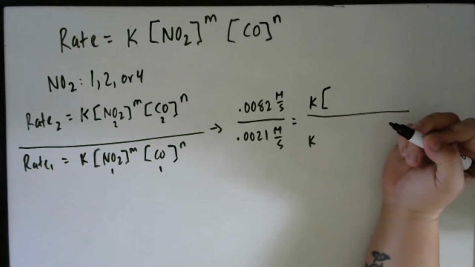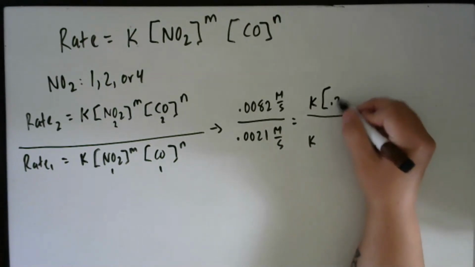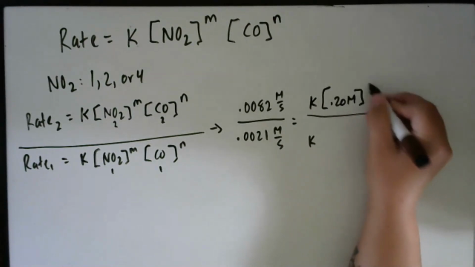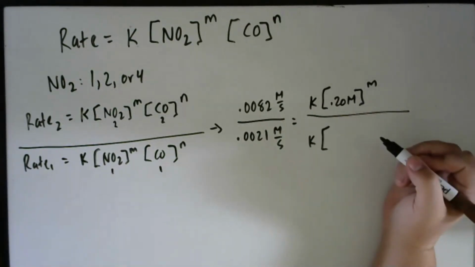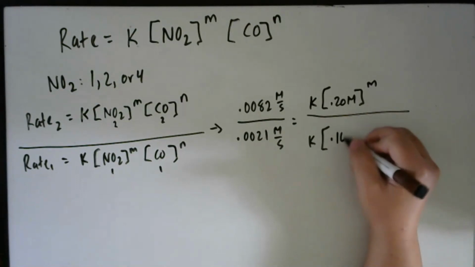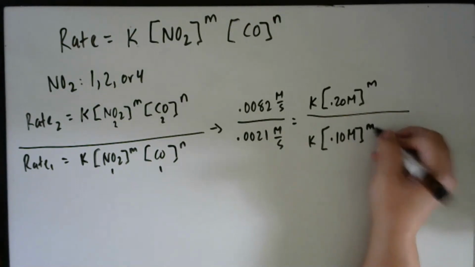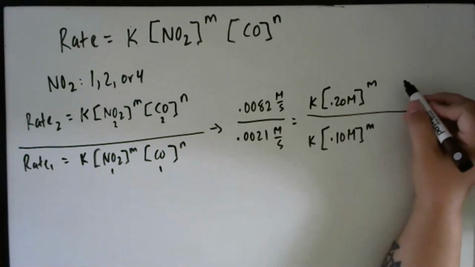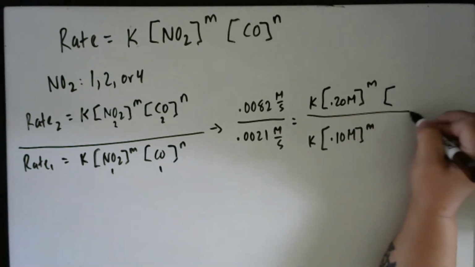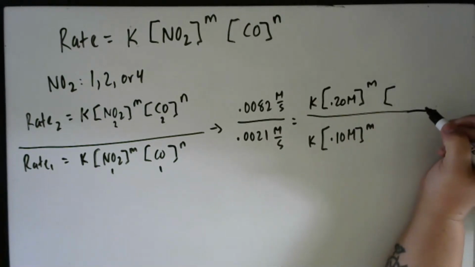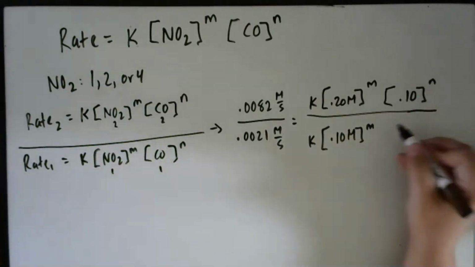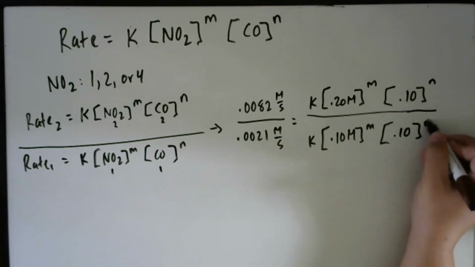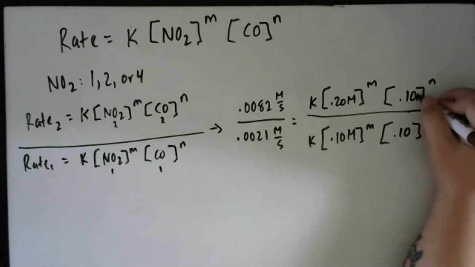In trial 2, our NO2 is going to be 0.20 molar. In trial 1, our NO2 concentration is going to be 0.10 molar. In trial 2, our CO concentration is 0.10. And in trial 1, our CO concentration is 0.10. Let's put a little molar there.